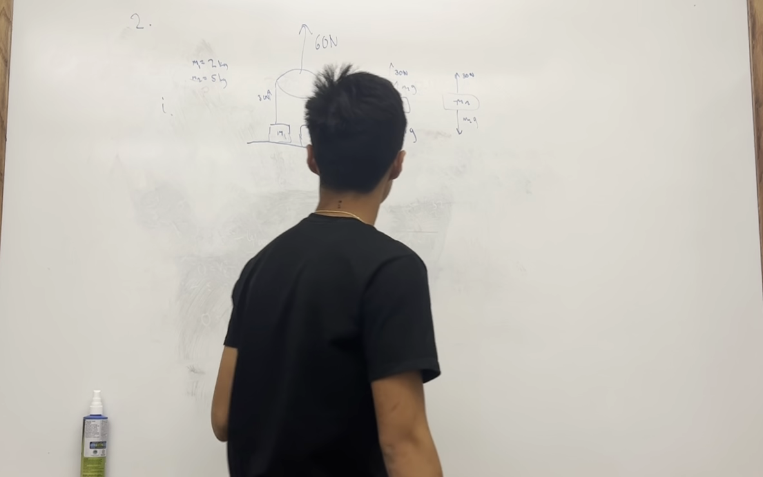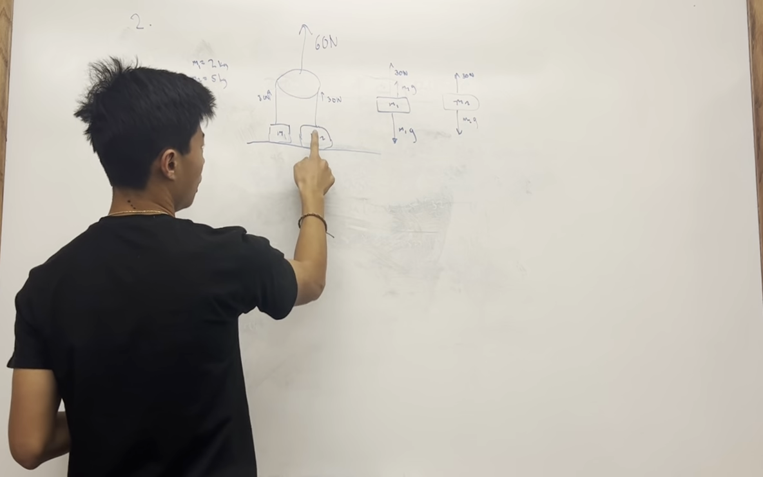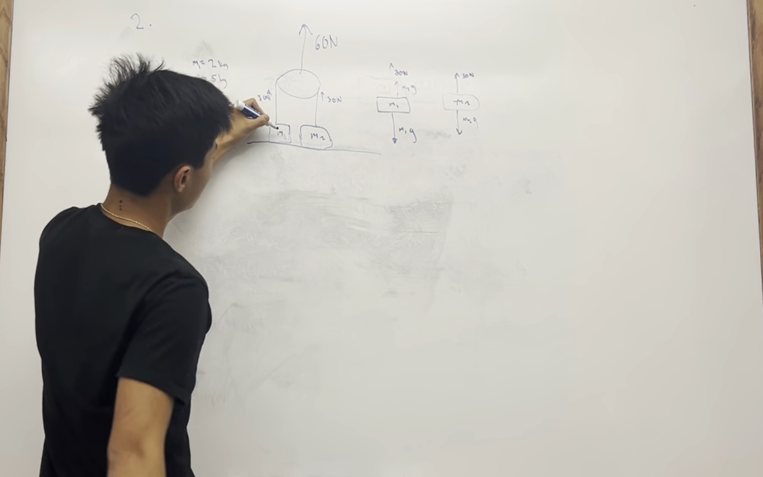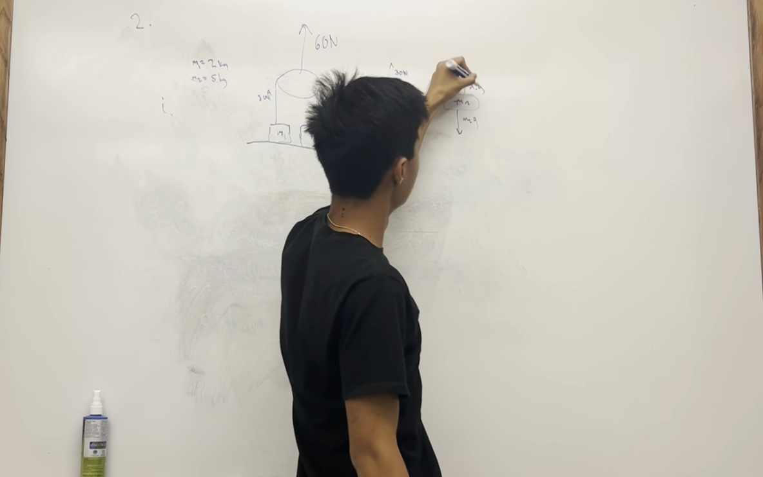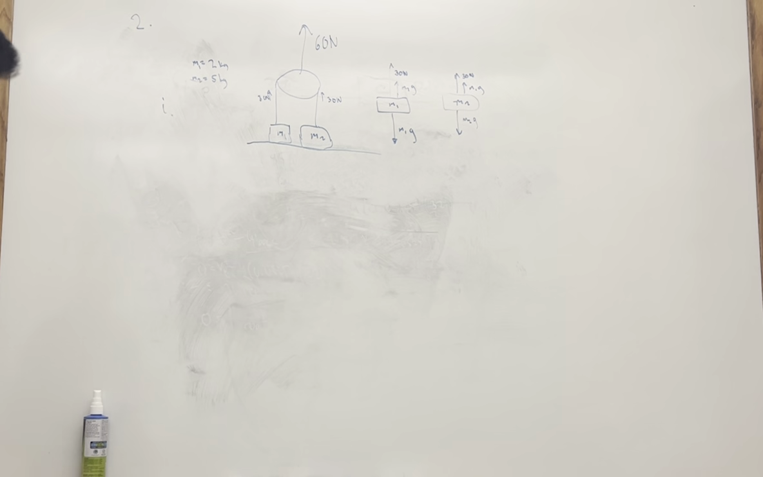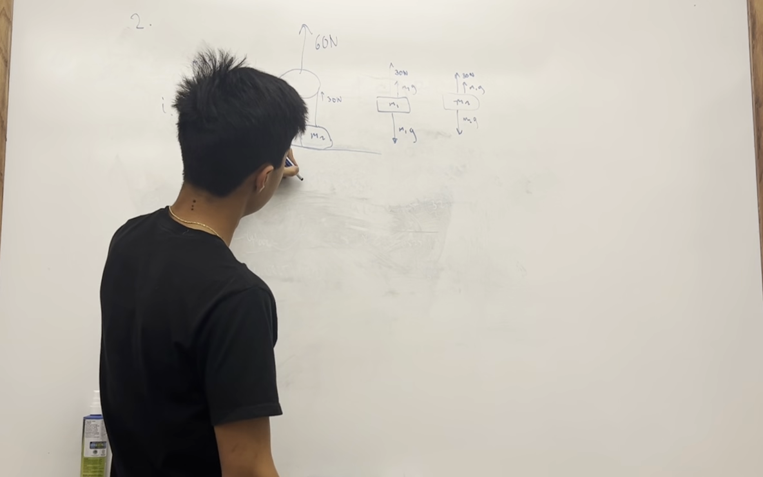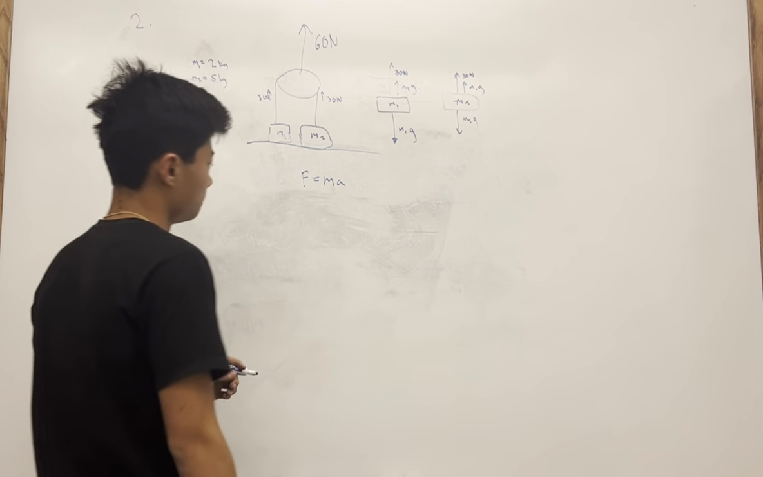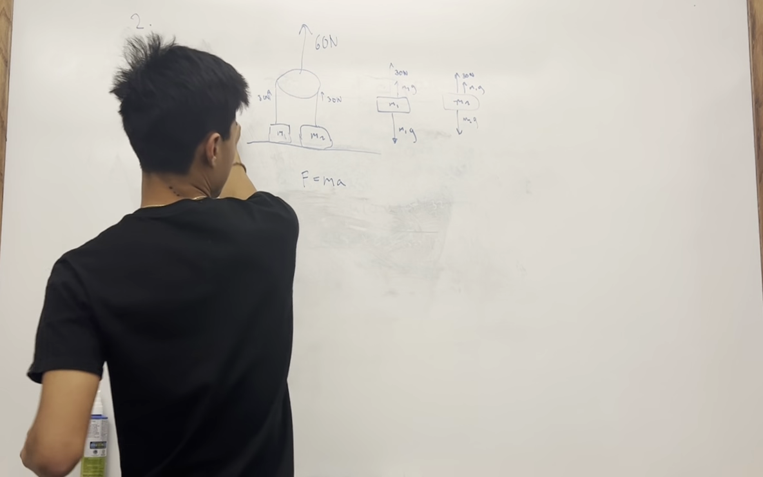30 newtons. And again, this is going to be pulled up because of this weight going around the pulley. This is going to be pulled up on by m1g. Now, Newton's laws tell us that force equals mass times acceleration. Well, we have the forces and we have the masses.